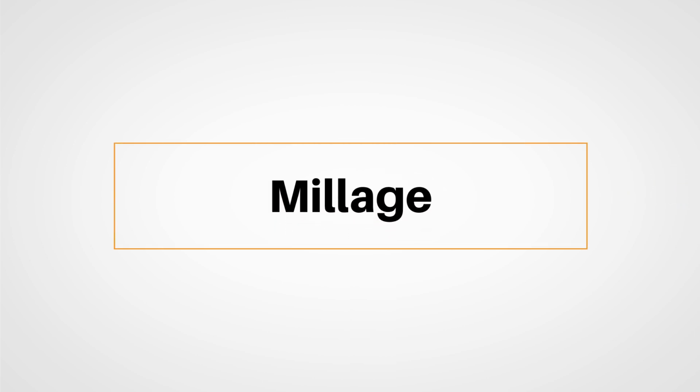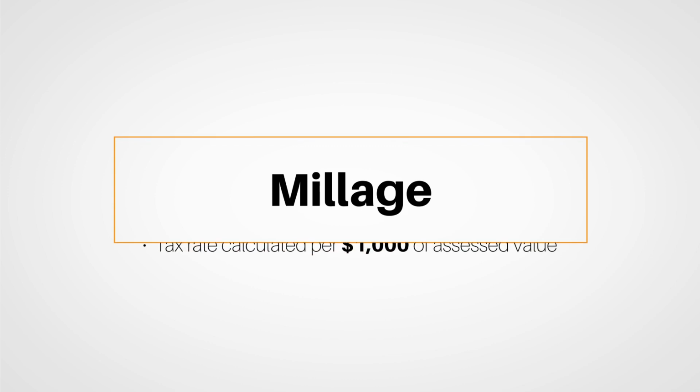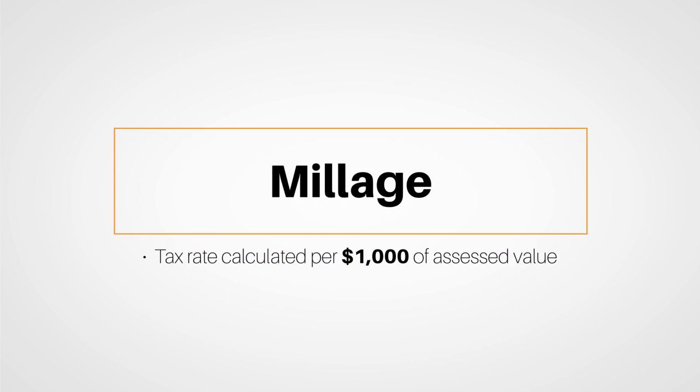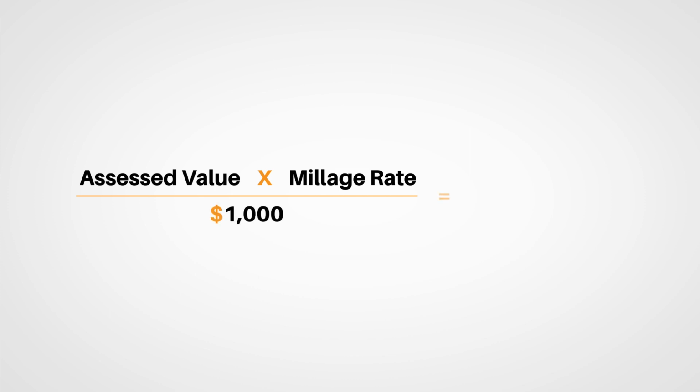Millage is another way property tax rates can be calculated. Millage means that the tax rate is calculated per $1,000 of assessed value. In this case, the formula looks like this. Assessed value times the millage rate, then divided by 1,000. This equals the property taxes.